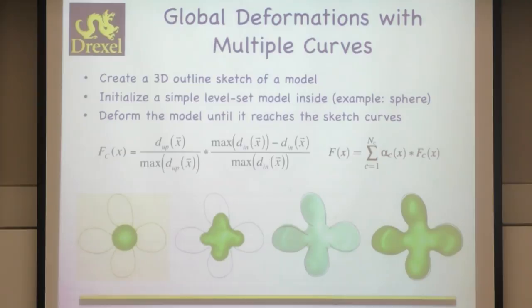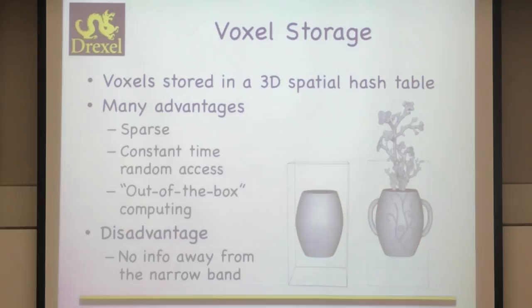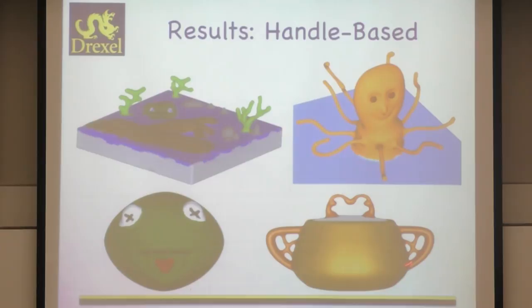One of the things we did, which is now, I would say, obsolete given OpenVDB, is that we were using 3D spatial hash tables to store our narrow band voxel values. So sparse, constant time access, and it's a hash table, so not limited by any predefined domain. We didn't easily solve the problem that sometimes you do need values outside the narrow band.